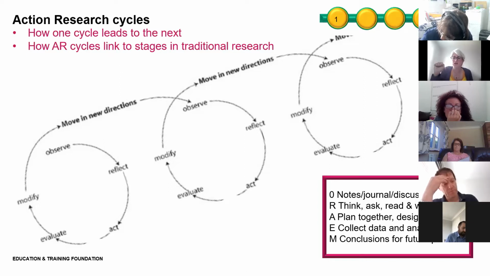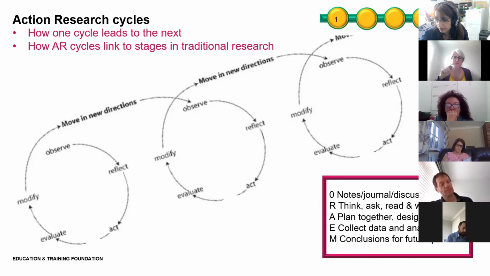I would really encourage you to find a diagram on a search engine. If you just type in action research cycles and then click images, you'll come up with lots of choices. Here's one. This happens to be from McNiff and Whitehead, but there are lots of others. Find one that kind of speaks to you. Find one that you can explain to other people.